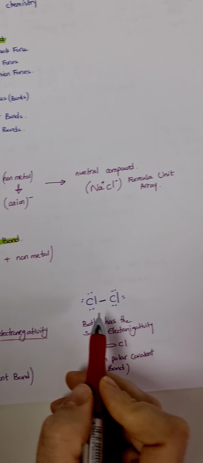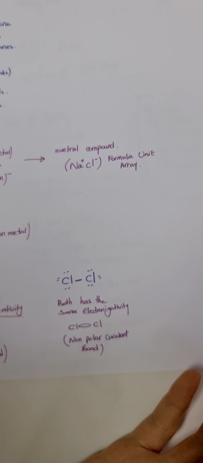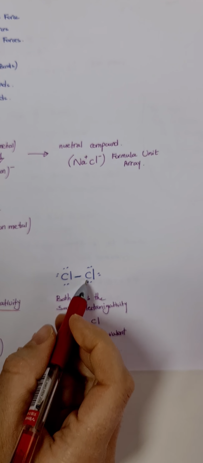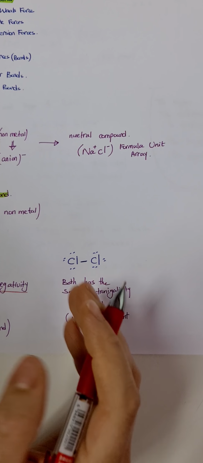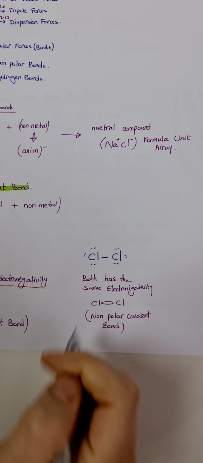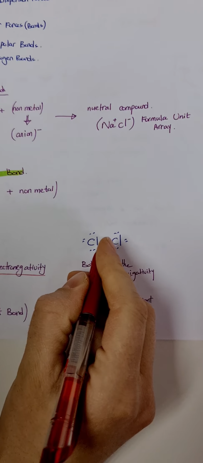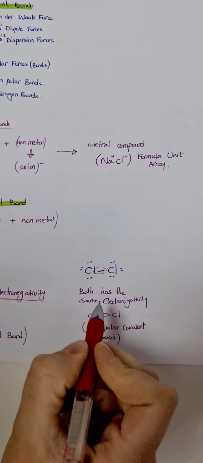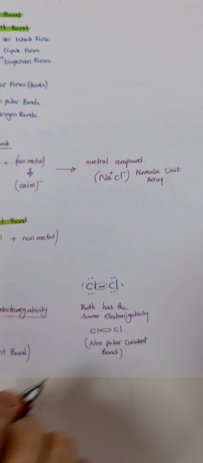On the other hand, here I have chlorine. Chlorine is an electronegative element, but here I have the same element on both sides. So the pull and push is the same from both sides, and none of them will be the winner. The bond will be shared between both of them. So here I don't have a charge and this one is nonpolar.